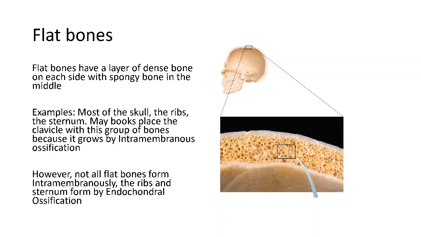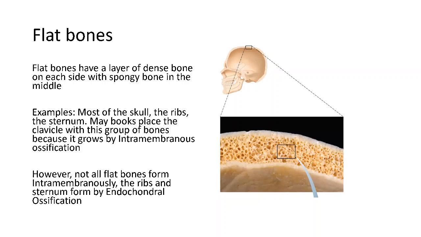Flat bones, on the other hand, have that layer of dense bone. This is the picture from the skull again. They have a layer of dense bone on each side with spongy bone in the middle. Flat bones include the skull, the ribs, the sternum.